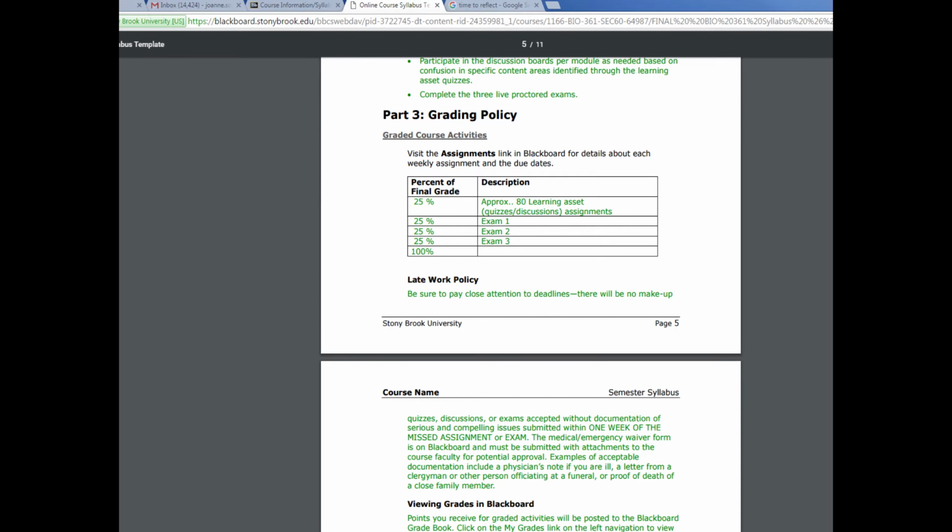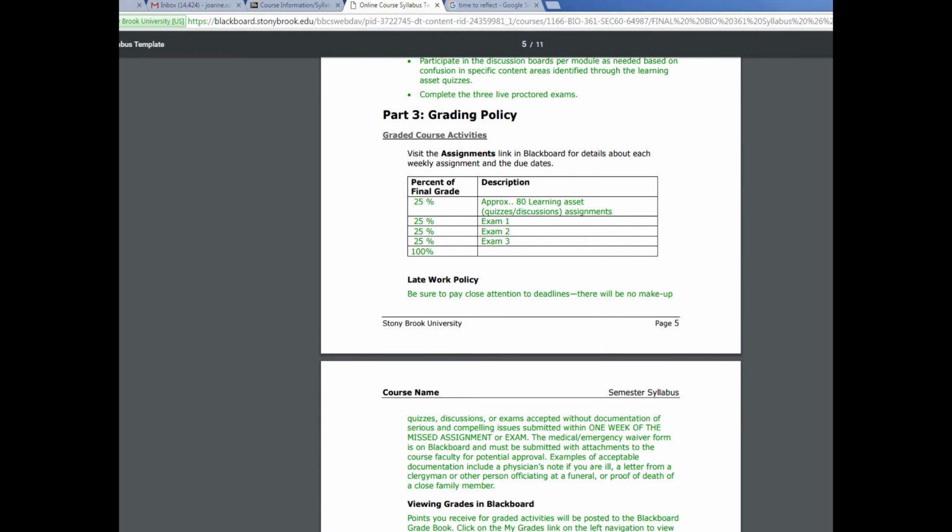Next, I'll go over the grading policy with you. If you'll notice, there are 4 sections of the grading. 3 of them are exams. Each exam counts for 25% of the course. The course is broken up into thirds as far as content, and the final exam is not cumulative. It's the last third of the course.